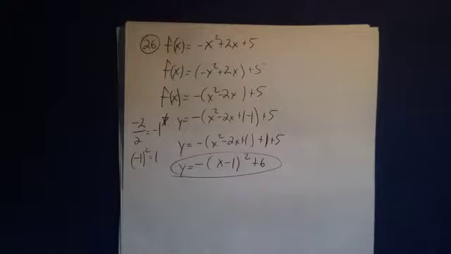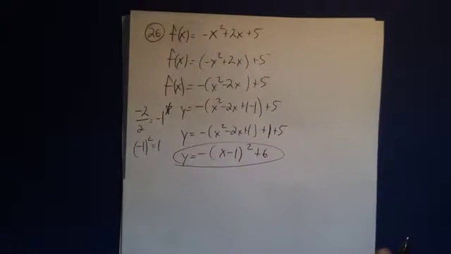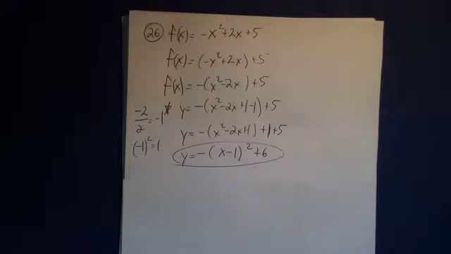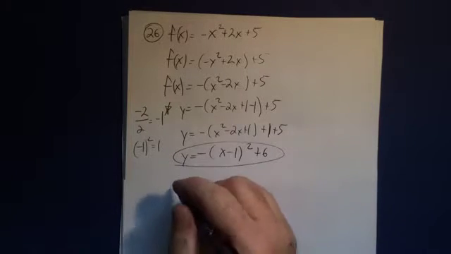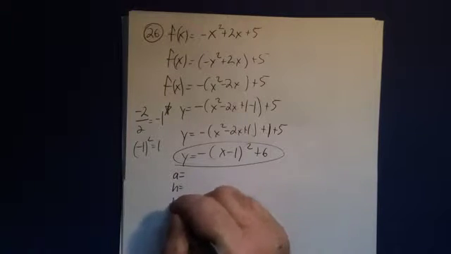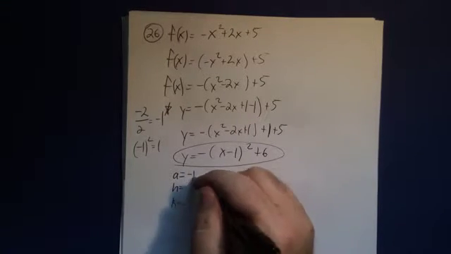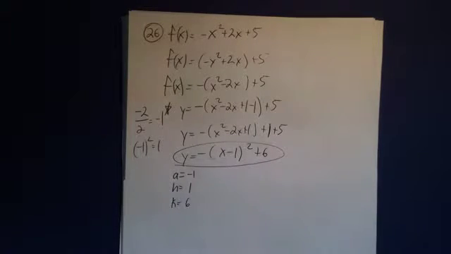So let's just identify a few things. From this, going forward, we can find everything else we need except for the graph, which I am going to wait on for the next problem where I have the graph paper up front. So for this one, we can identify the vertex, or actually let's just identify A, H, and K. A is going to be negative 1, H is going to be 1, K is going to be 6.